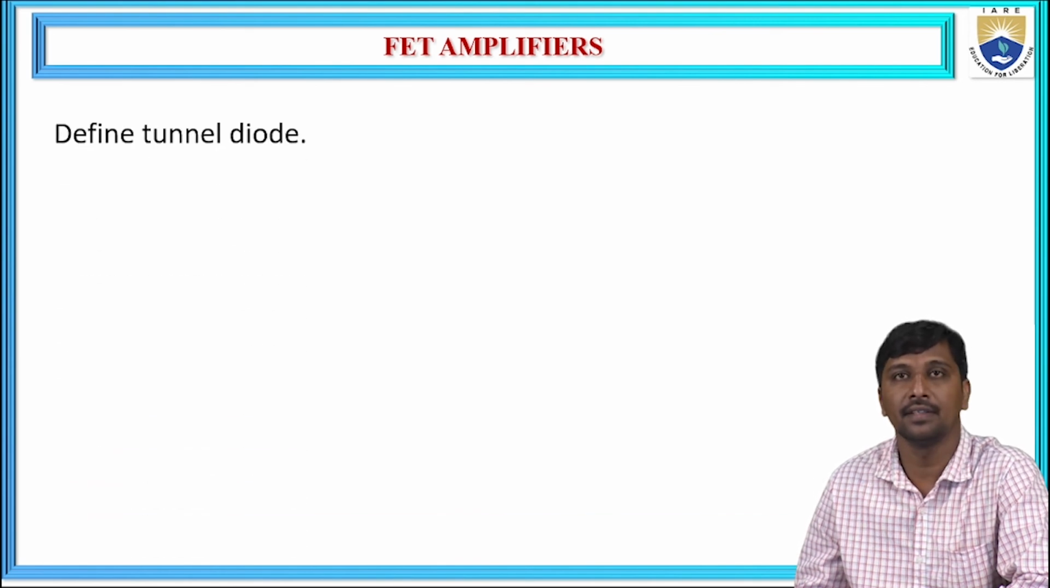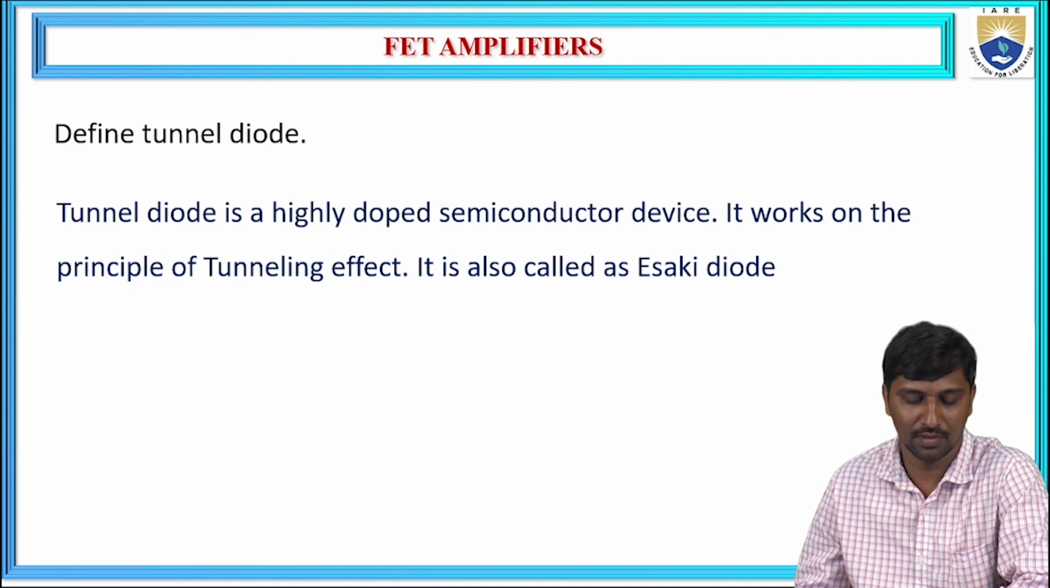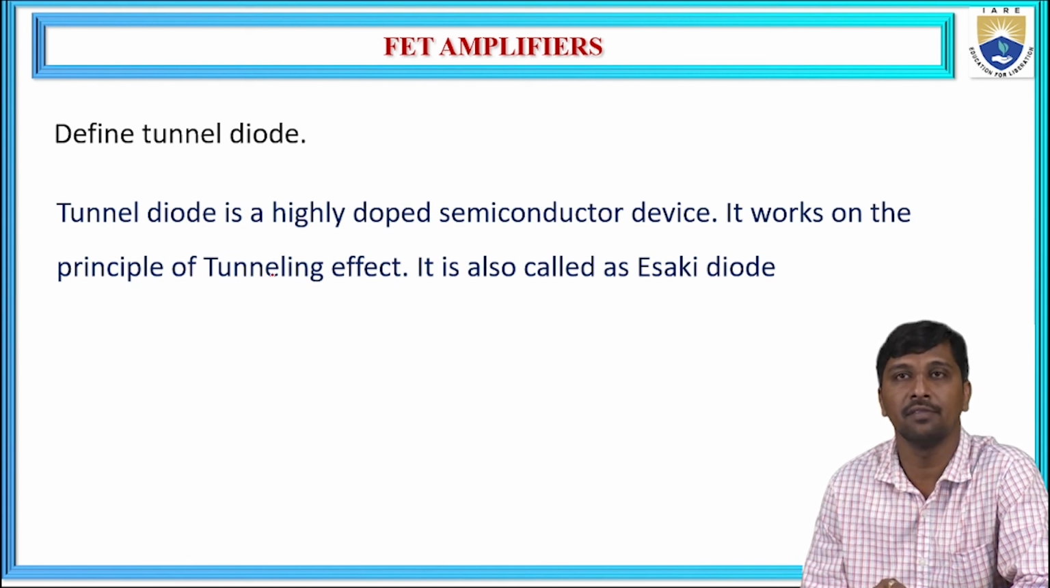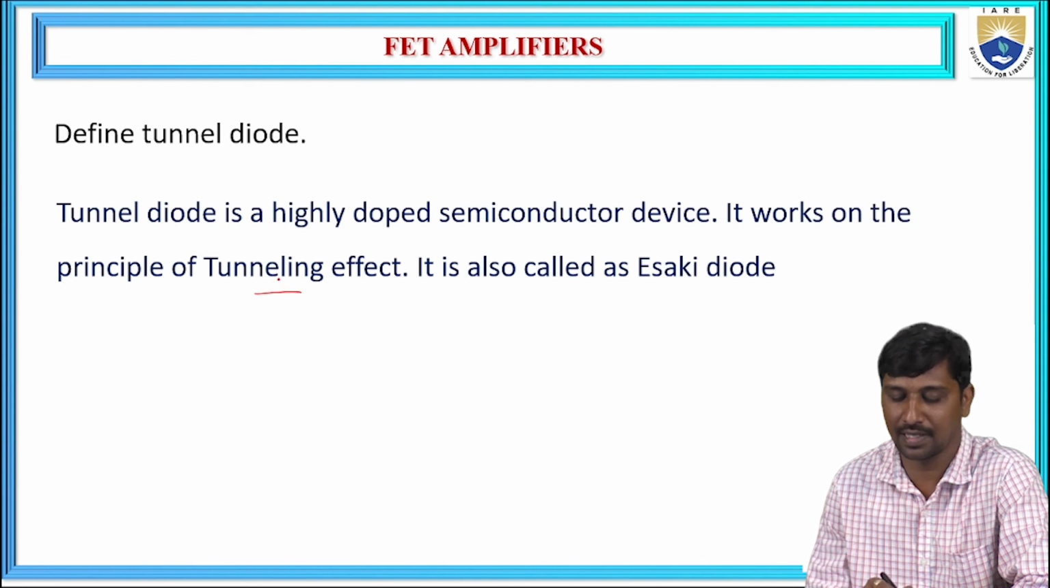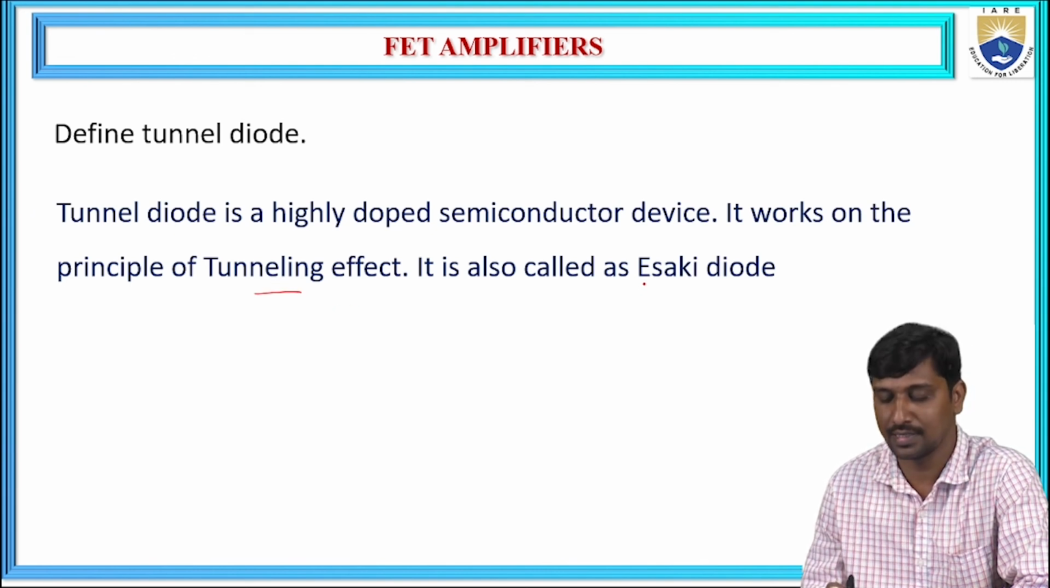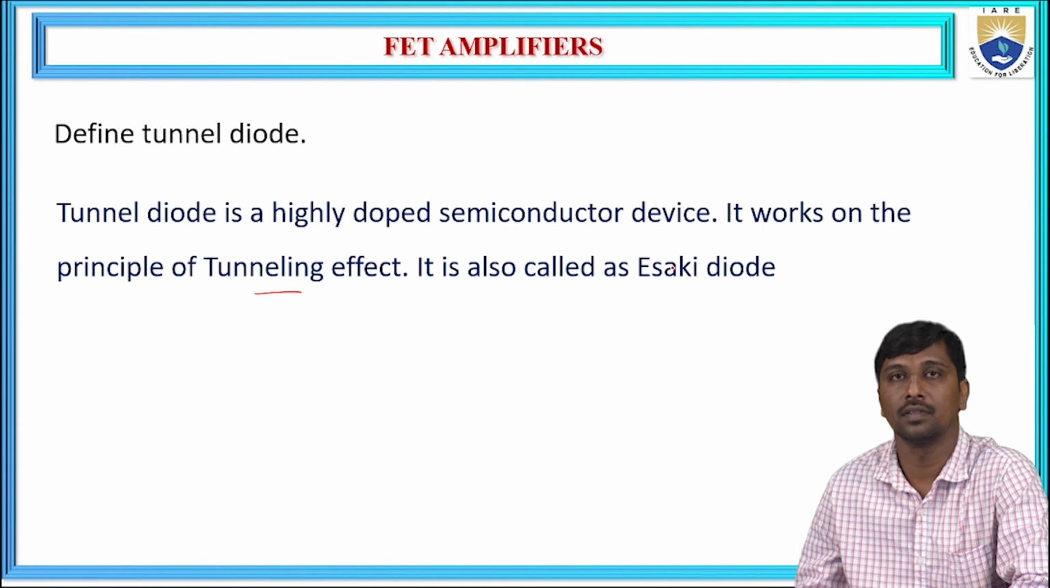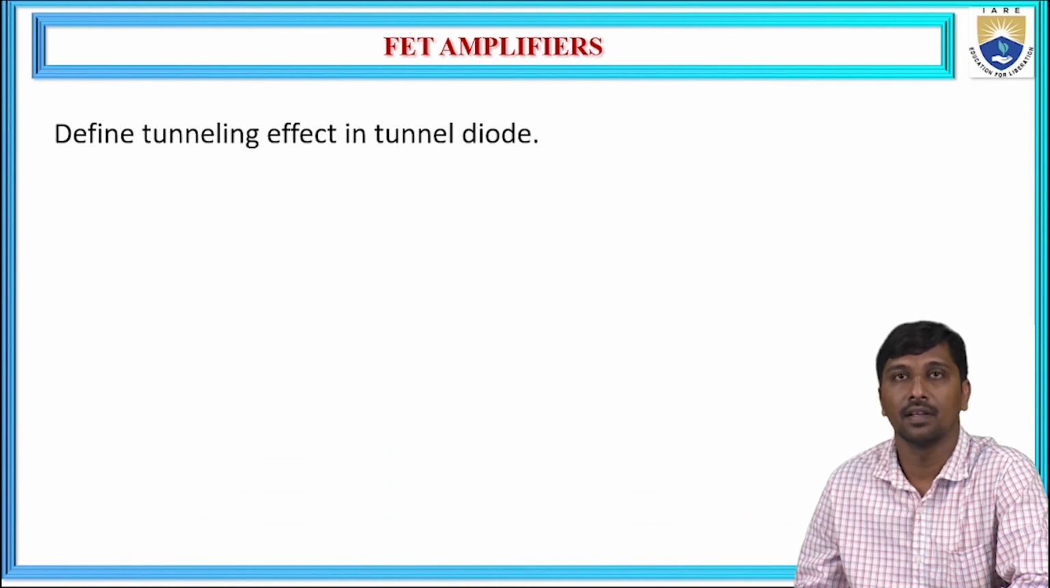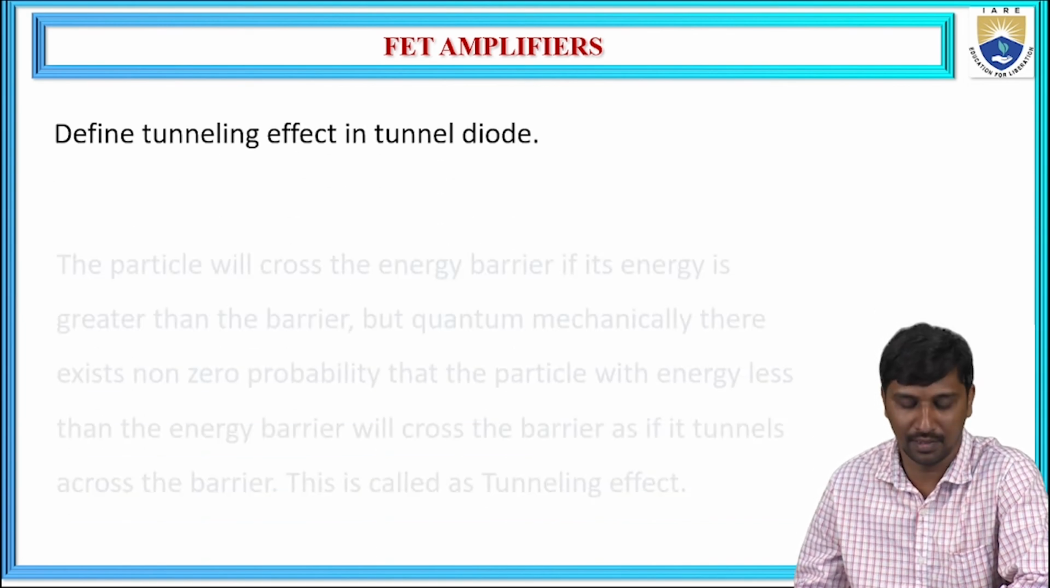Now define tunnel diode. What is the tunnel diode? A tunnel diode is a heavily doped semiconductor device. It works on the principle of the tunneling effect. It is also called an Esaki diode. Define tunneling effect in a tunnel diode.